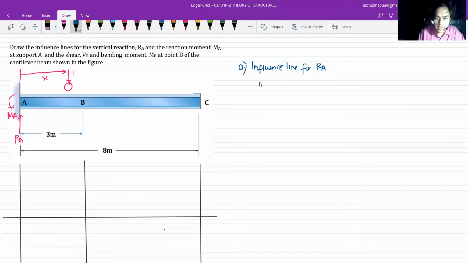Okay, so let us designate values of X. Say, at X equals 0. Since this is 8 meters, let's have an increment of 2 meters. So, say, 0, 2, 4, 6, then 8. Then, on these varying values of X, we will solve for the corresponding values of RA, or the reaction at A.